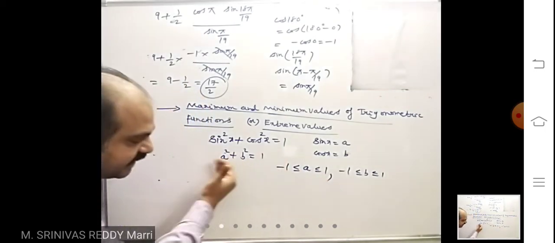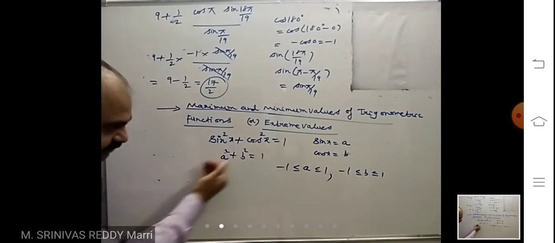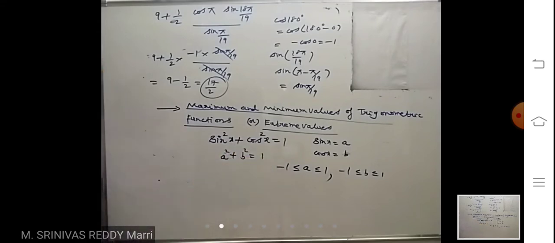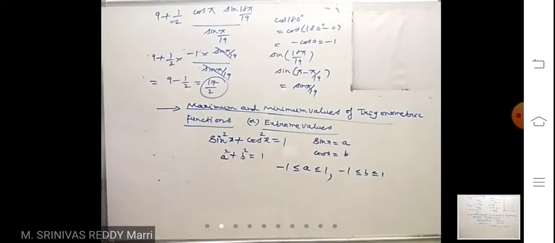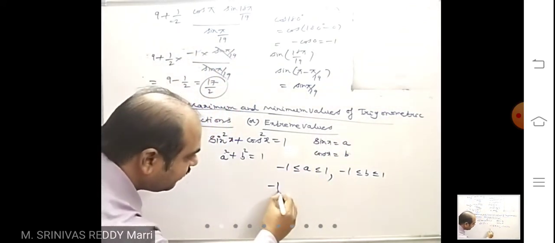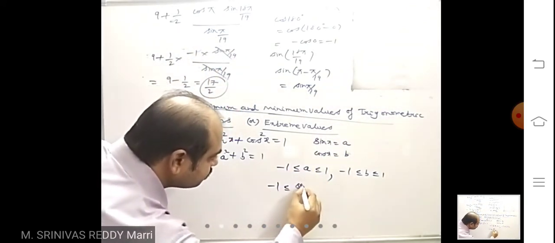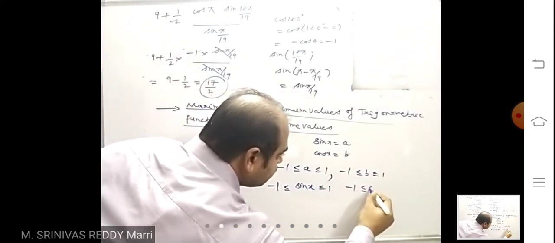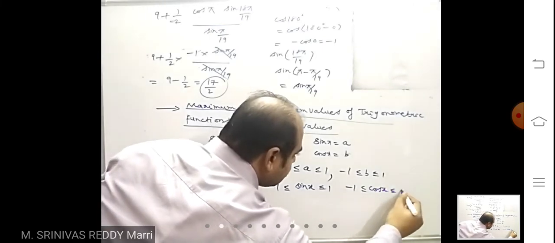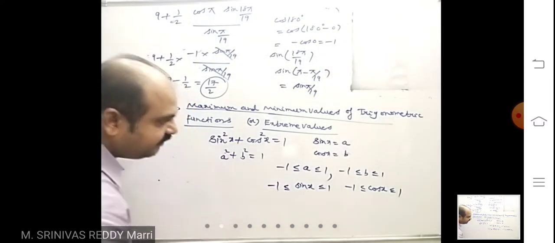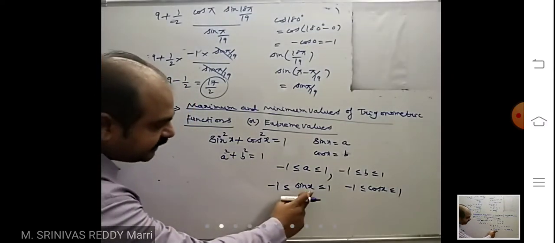Suppose a is less than minus 1, say minus 1.1. You substitute here, it will cross 1, even though if b is 0, the sum cannot be 1. That means definitely a must lie between minus 1 and 1, and b must lie between minus 1 and 1. That means sin x value always lies between minus 1 and 1, whatever may be the angle.